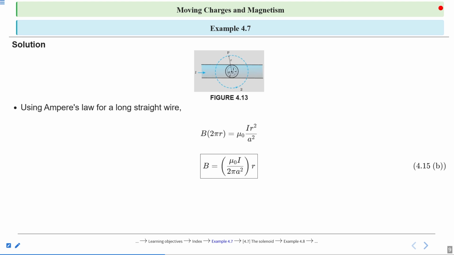Now you can see current is constant, a, the radius of the wire, is constant. All the other things are constant.